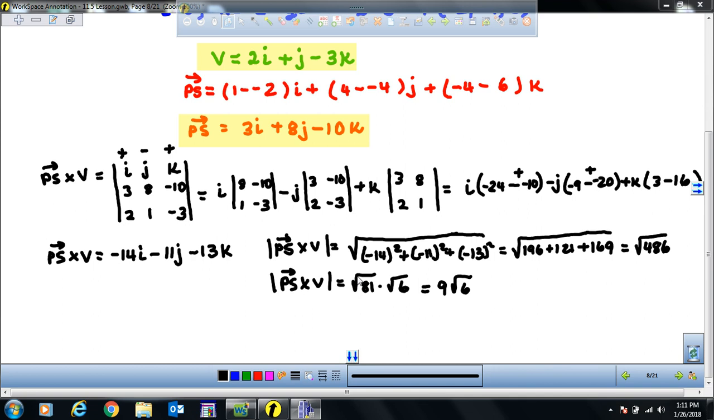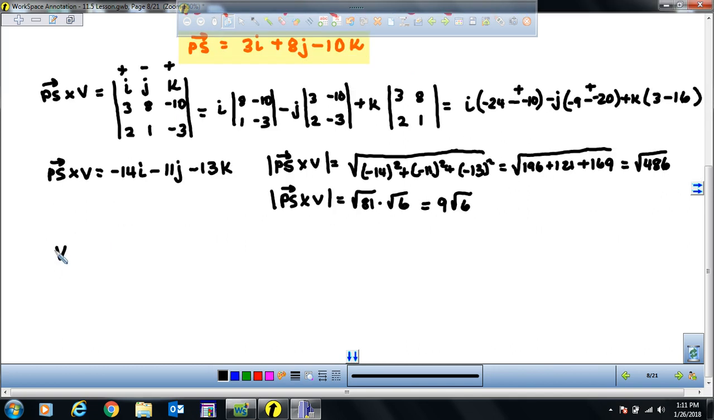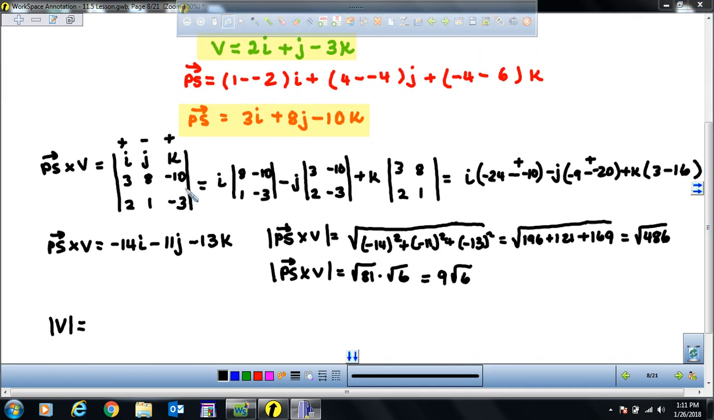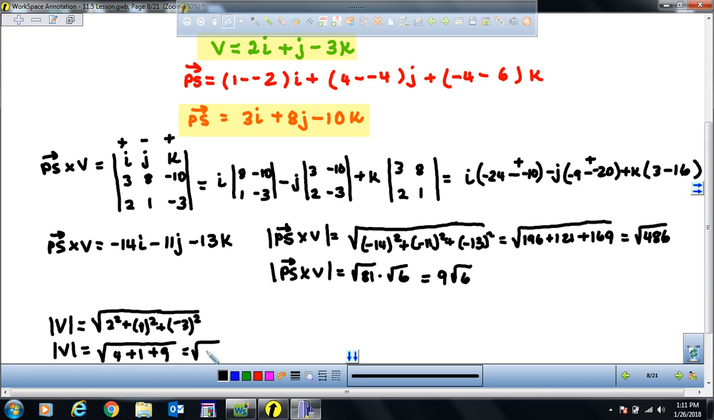Okay. Then we need the magnitude of vector V. That's another thing we need. So vector V, remember, was 2i plus j minus 3k. So to get the magnitude, it would be 2 squared plus 1 squared plus negative 3 squared. So the parentheses was supposed to be for this one. Okay, so the magnitude of vector V would be the square root of 4 plus 1 plus 9. That would be square root of 14.